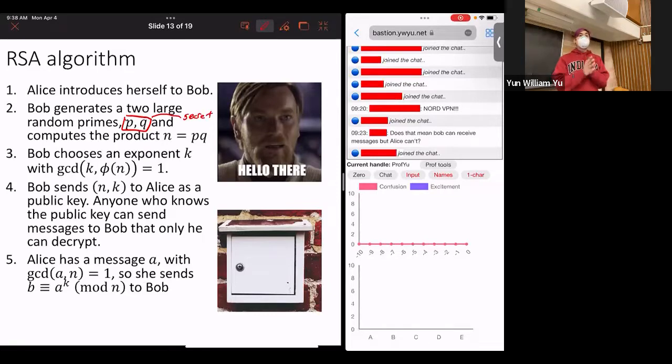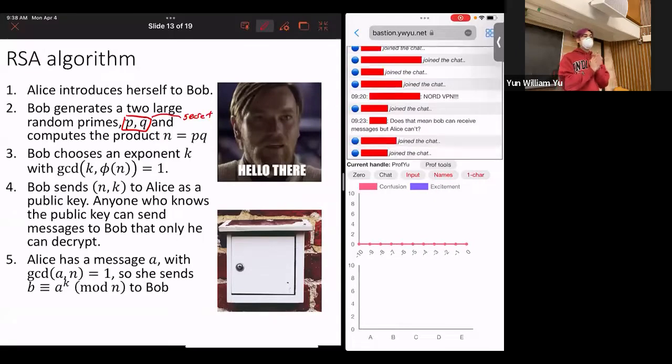So as we said, figuring out roots in mod n arithmetic is really, really hard if you don't know phi of n. And Alice doesn't know phi of n, so she can't decrypt that message, but she can encrypt it, because encrypting it is just a matter of taking powers.